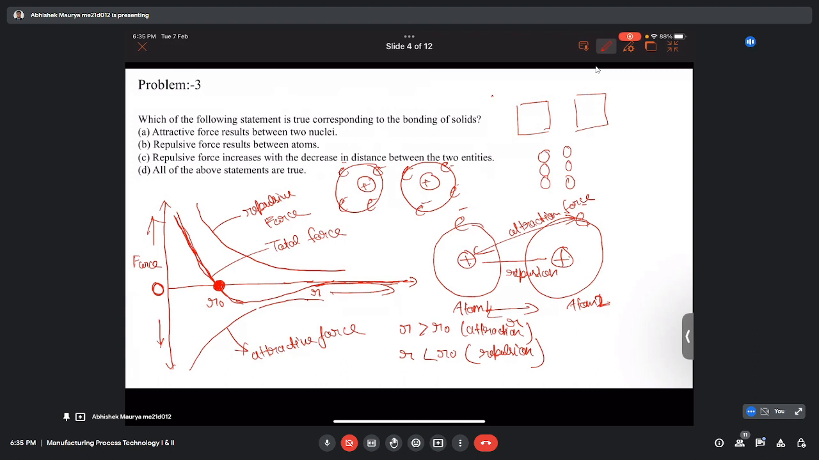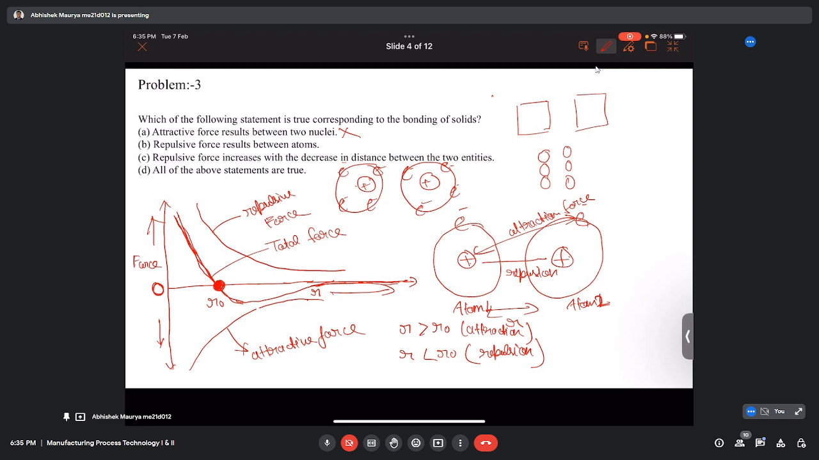So the first option is: attractive force results between two nuclei. No. Since both nuclei are positively charged, there is a repulsive force between them, so it is not correct. And the second option is the repulsive force between two atoms.